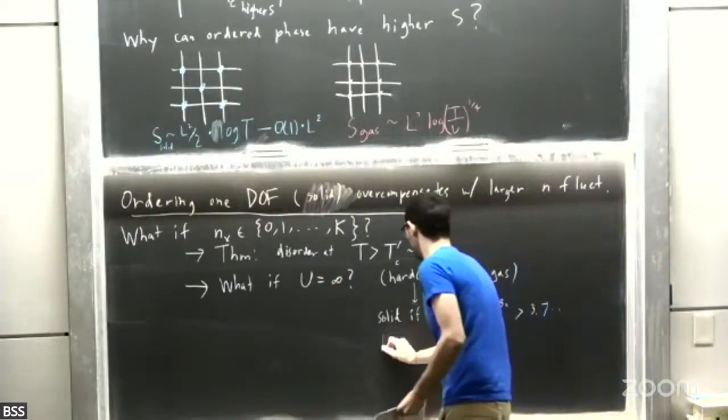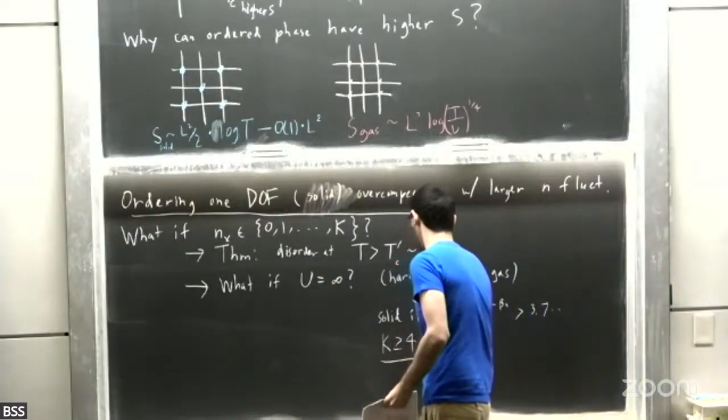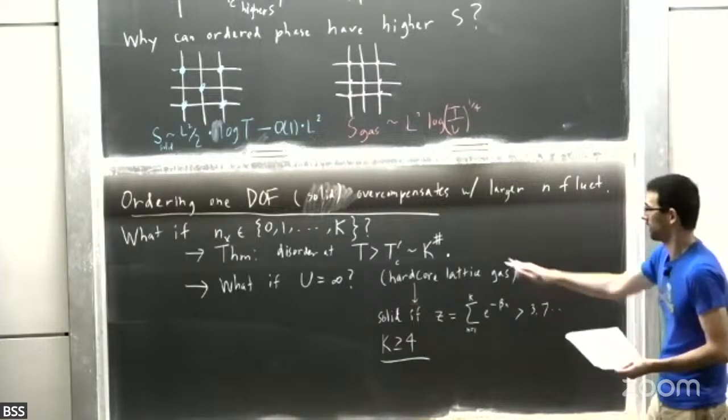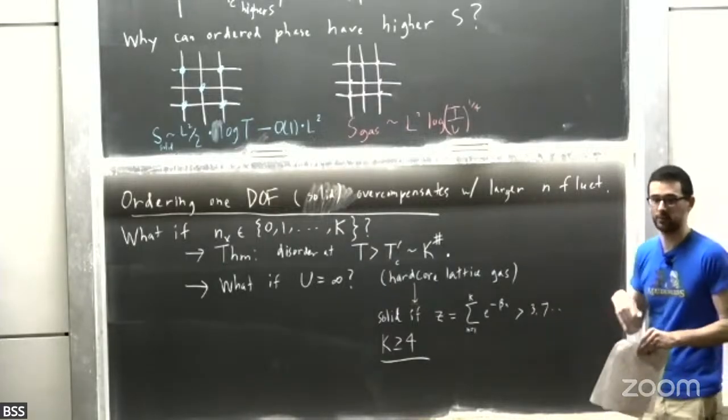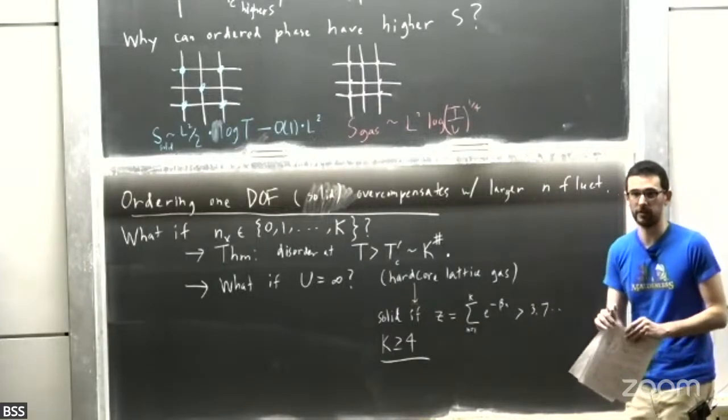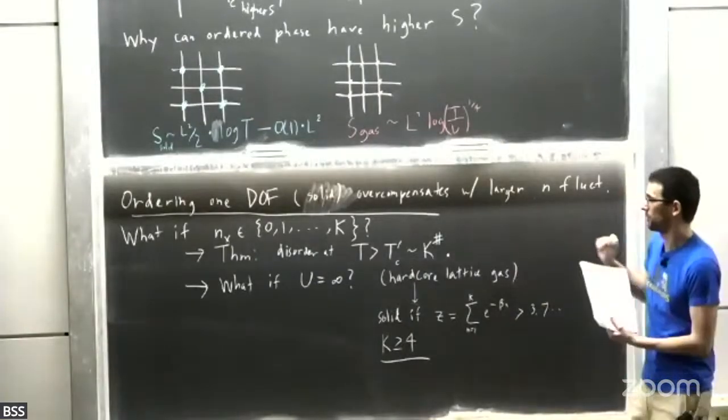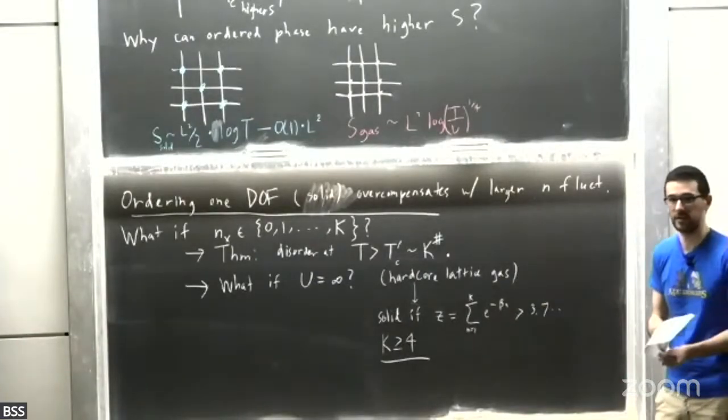So this means that we just take k greater than or equal to 4, and if we have the hardcore lattice gas, we can still have order at arbitrarily high temperature. In this case, you could even say infinite temperature. The ensemble exists.